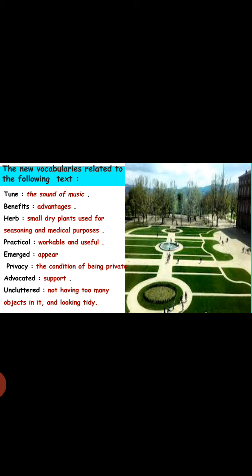Let's explain these vocabulary items. Tune, the sound of music. Benefits, advantages. Herb, small dry plants used for seasoning and medical purposes. Practical, workable and useful. Merged, appear. Privacy, the condition of being private. Advocated, support. Uncluttered, not having many objects in it and looking tidy.